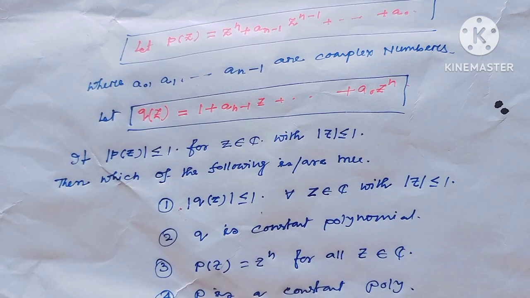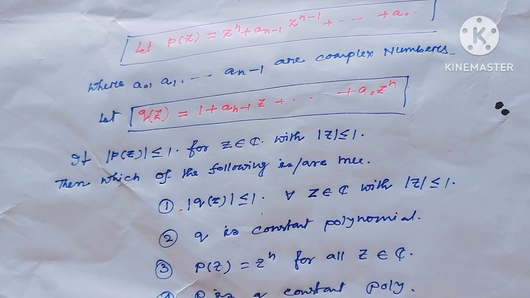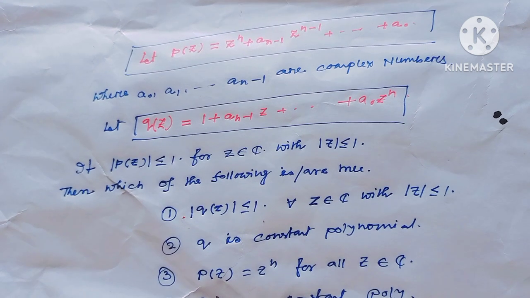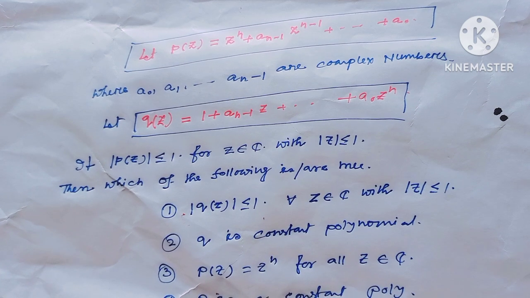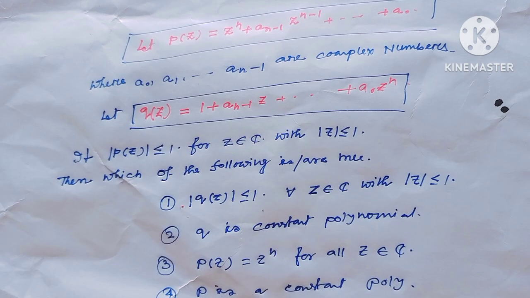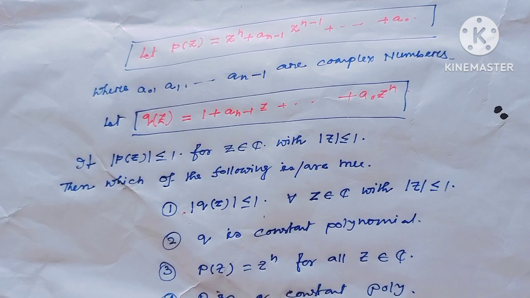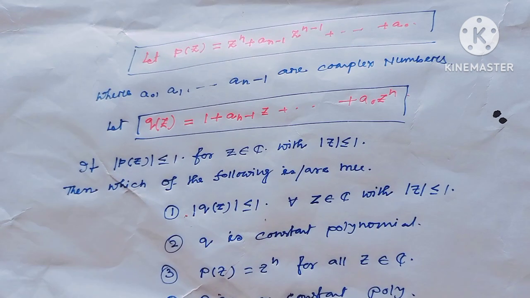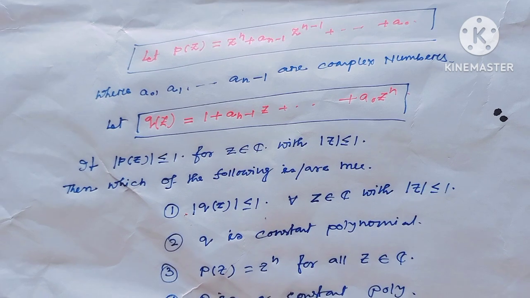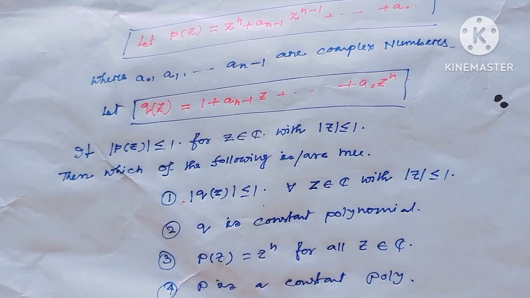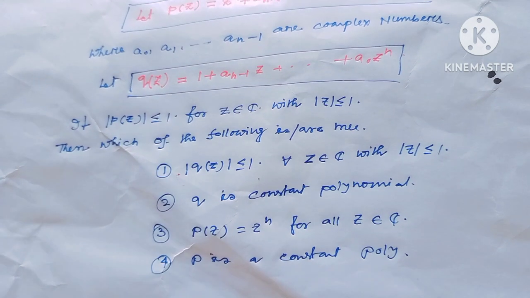a question which also depends on the maximum modulus theorem. Here, consider P(z) to be a polynomial z^n + a_{n-1} z^{n-1} + ... + a_0, where a_0, a_1, up to a_{n-1} are complex numbers, and let Q(z) = 1 + a_{n-1} z + ... + a_0 z^n. And if the modulus of P(z) is less than or equal to 1 for all z belonging to C with the condition modulus of z less than or equal to 1, then which of the following statements is or are true?